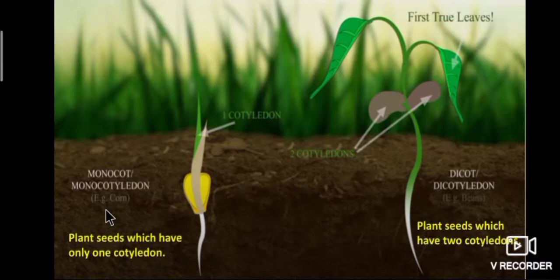Plant seeds which have only one cotyledon are said to be monocots. Plant seeds which have 2 cotyledons are known as dicots. See the picture. These plants have two cotyledons, so called dicot plant. Paddy is an example for monocot. Tamarind is an example for dicot plant.